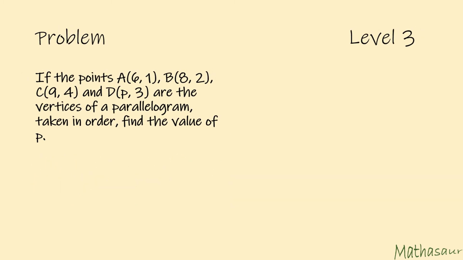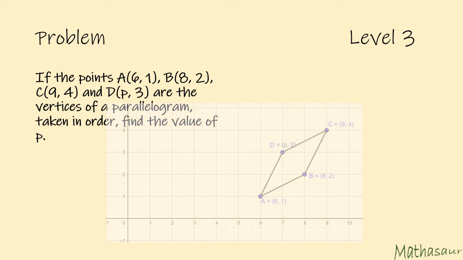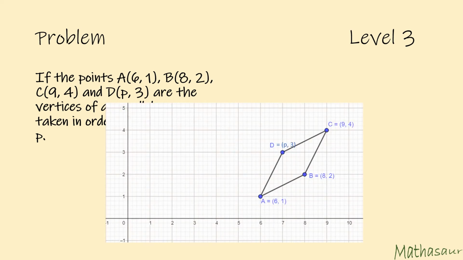Let us look at another problem. If the points A (6, 1), B (8, 2), C (9, 4) and D (P, 3) are the vertices of a parallelogram taken in order, find the value of P. Now it is not necessary, but let us draw a diagram anyway. So let us plot points A, B, C, D. Since we don't know the coordinates of point D, let us try to draw a parallelogram and guess what point D could be. Now which properties of a parallelogram are we aware of?